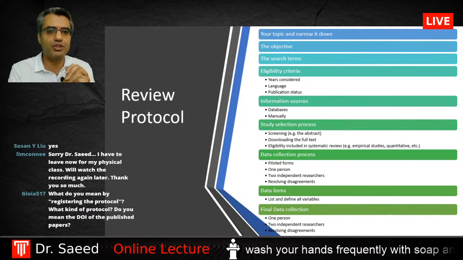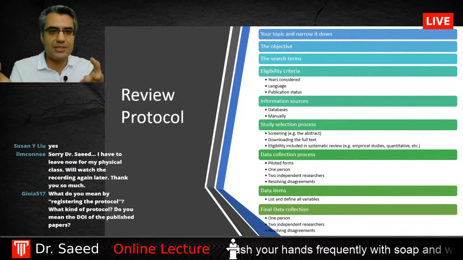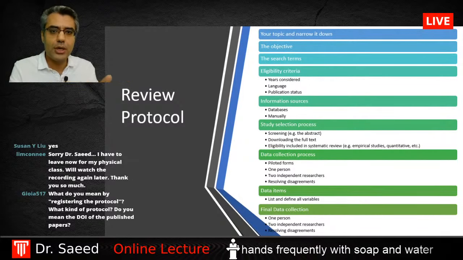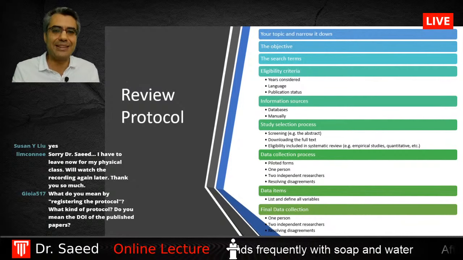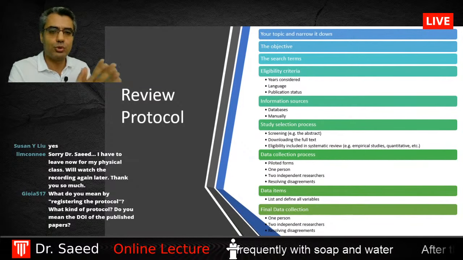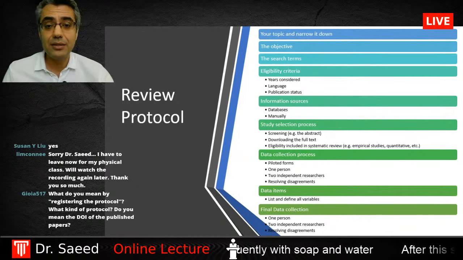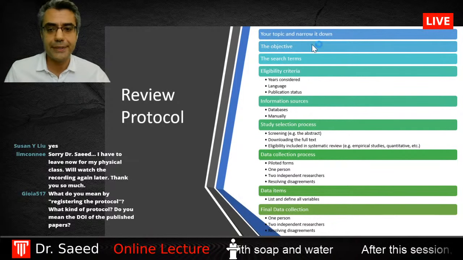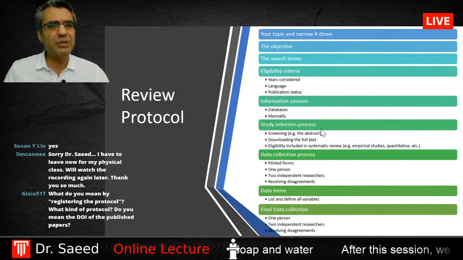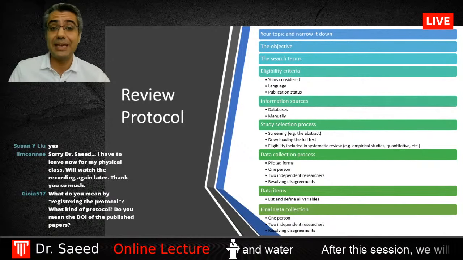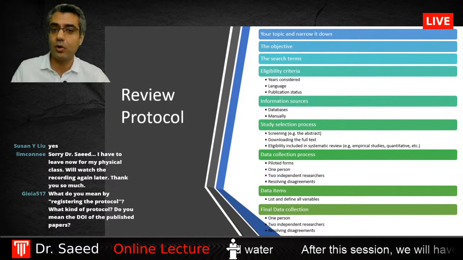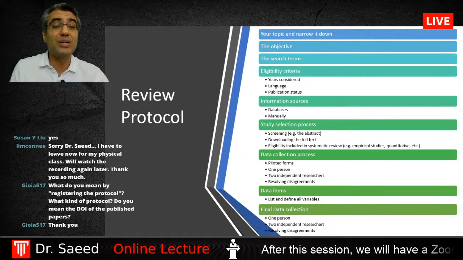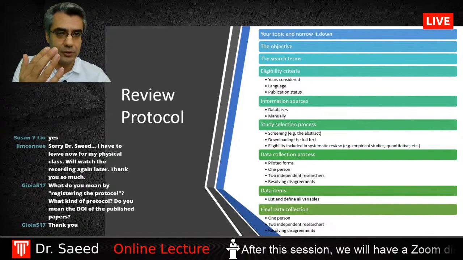Now, what do you mean by registering the protocol? Okay, as I said, you write all this like a proposal. All these items need to be addressed in your proposal, and you register it. Like, you know, how do you apply for ethics, right? You prepare a proposal and apply. So you can register it with your research center in any university you are at, right? But it's not very popular in social sciences. In health, medical, nursing, it's very popular. All my studies in nursing, we registered them, right? But for social sciences, it's not very popular to register it. We usually have a protocol and we follow it, right?